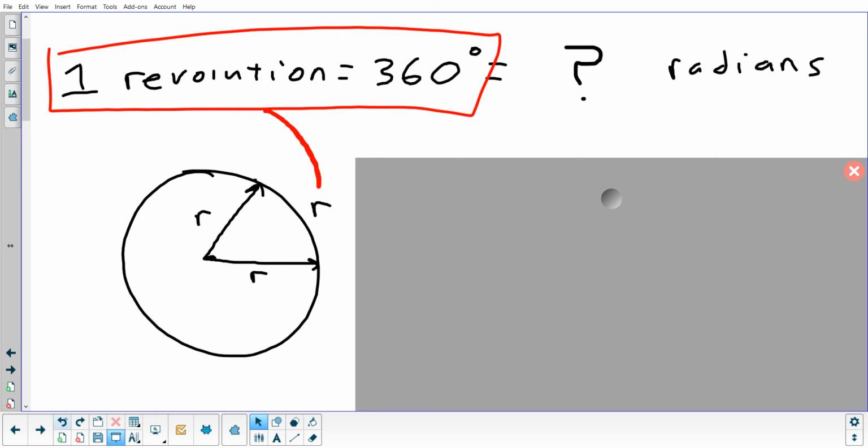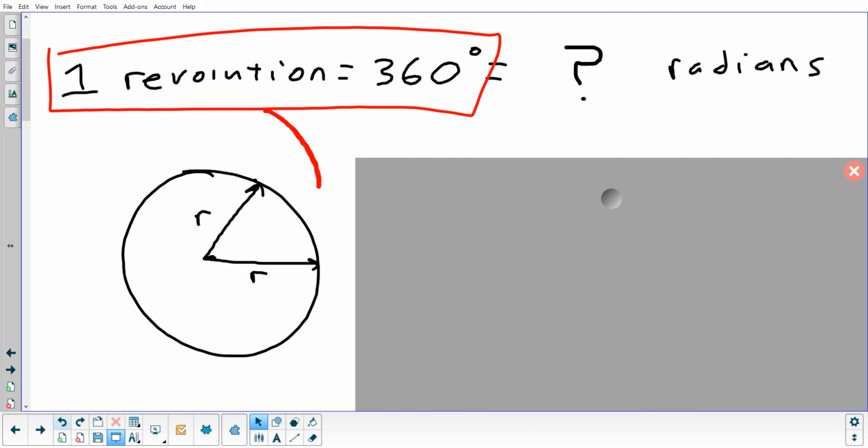So what I've drawn here is what we call a central angle, just an angle inside a circle. The vertex of the angle is right at the center, and I've labeled the two rays R. Now, those two rays start at the center, and they go right to the edge of the circle. So why do you think I labeled them R? They're the radius. Each one of them is exactly the same because they start from the center and go to the edge.